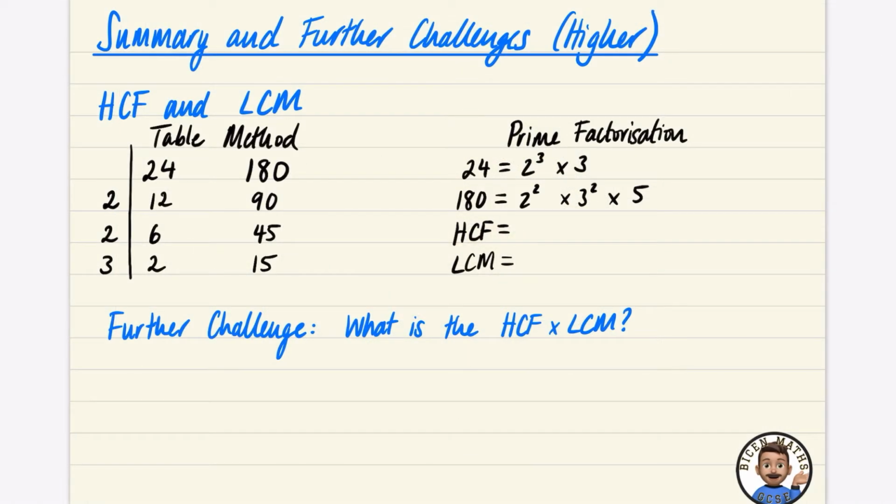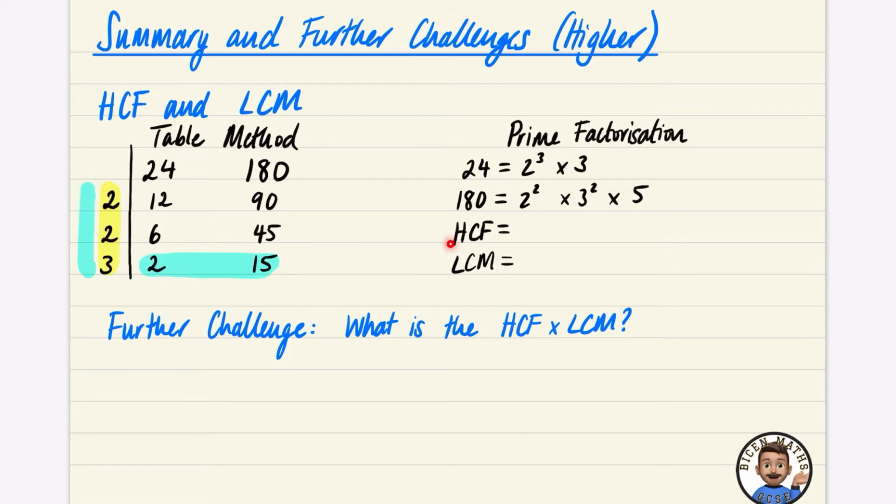Okay, so I want to quickly summarize the two methods that we've used mostly, the table method and the prime factorization method, for the highest common factor and the lowest common multiple. And then we're going to try and think, what is the highest common factor multiplied by the lowest common multiple? So I've already filled in this table that we've got here. If you remember, the highest common factor is these numbers, the 2 times the 2 times the 3. The lowest common multiple is the 2, and the 3, but it's also the 2 and the 15.